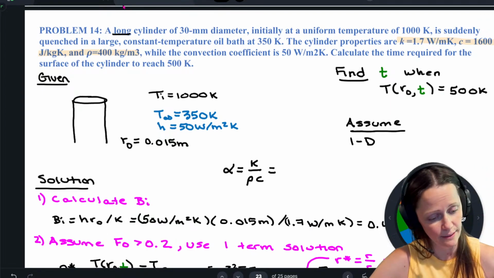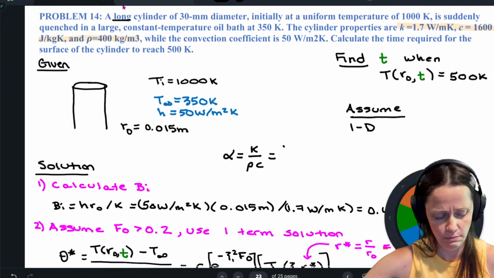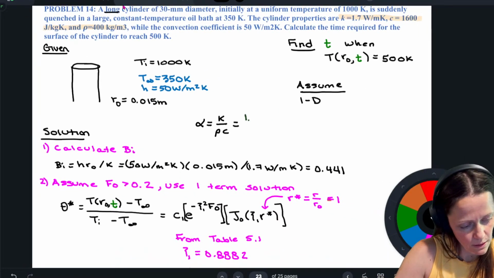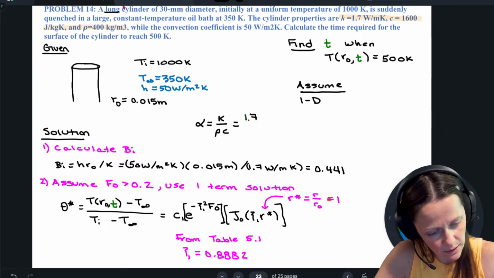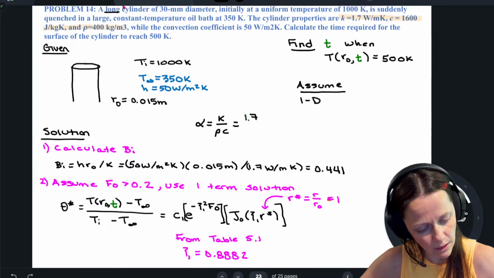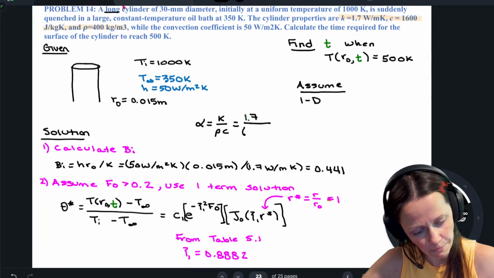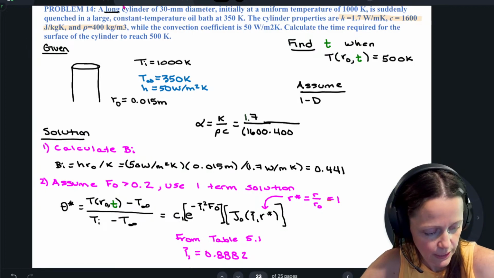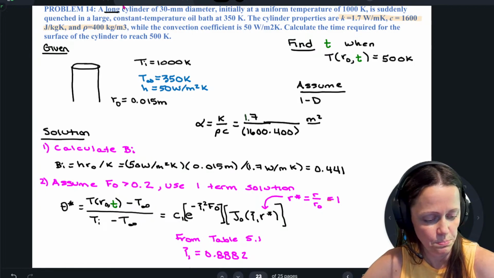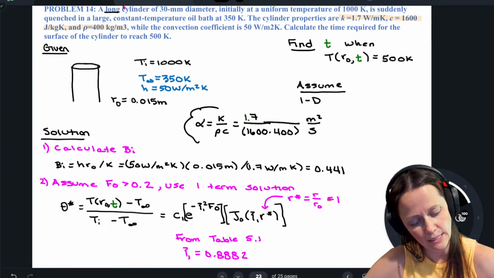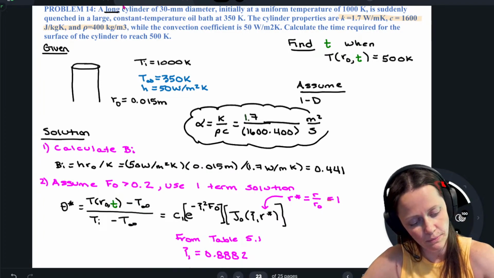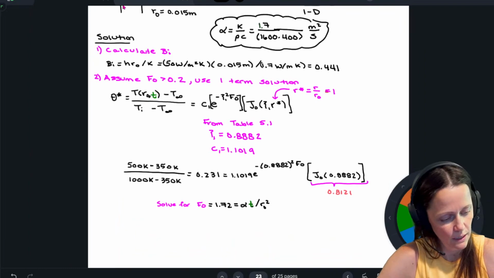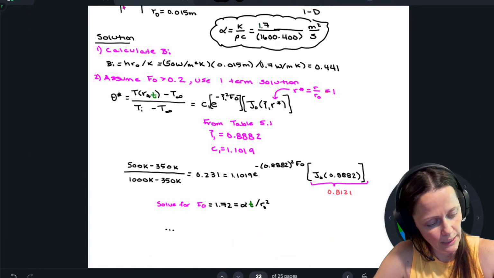So I end up getting a value. 1.7 times 1.7 divided by 1600 times 400, and this is going to be in terms of meters squared per second. So whatever that guy is, that's what I'm going to plug into that Fourier number. All right, so let's make sure that we can see that.